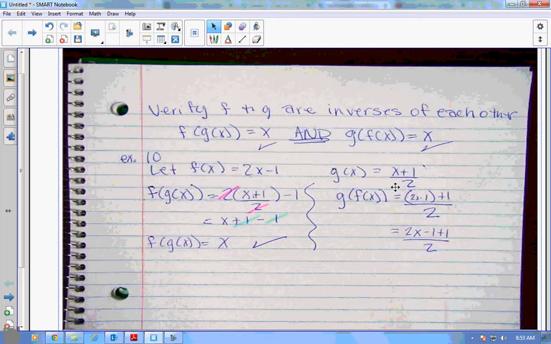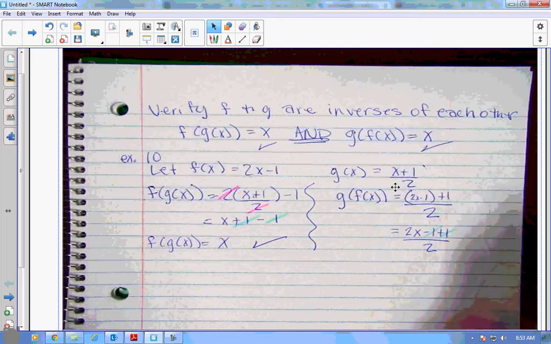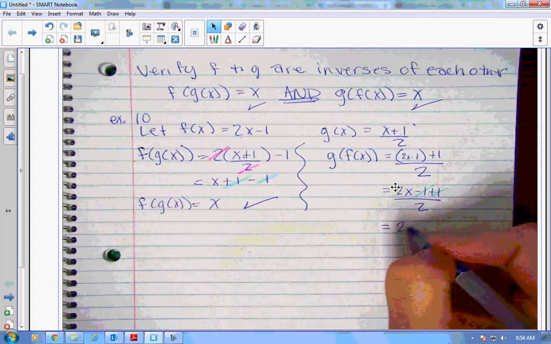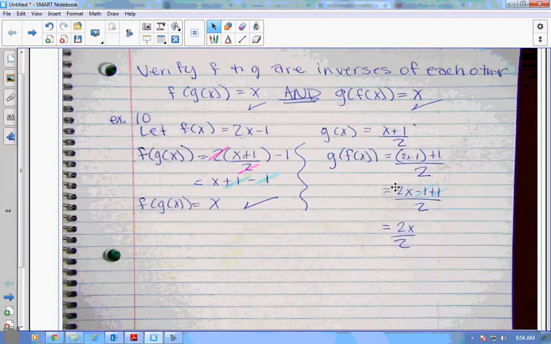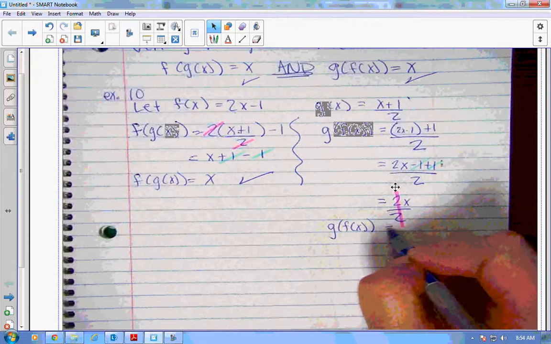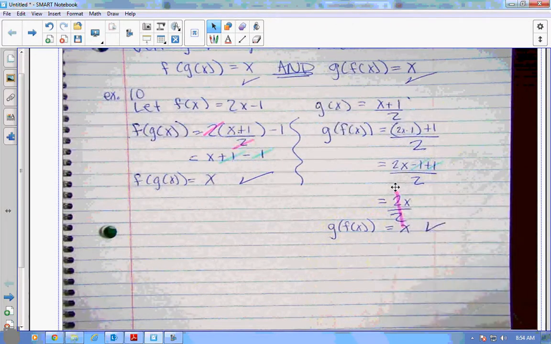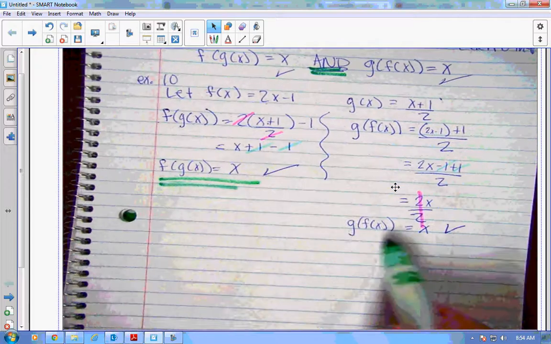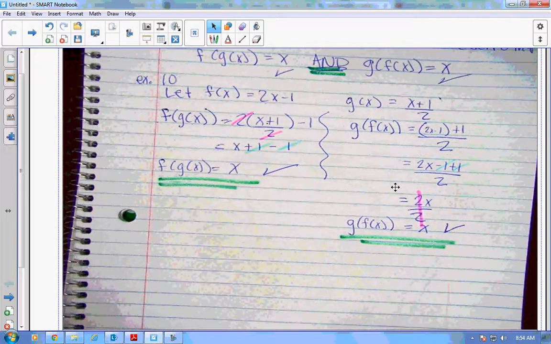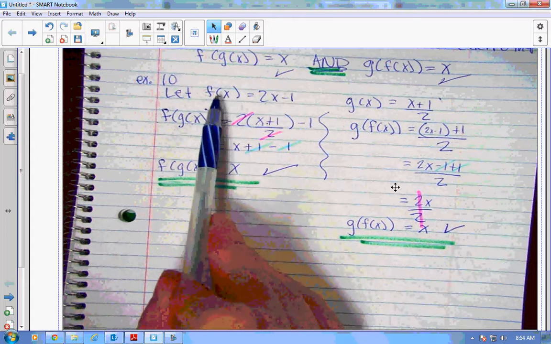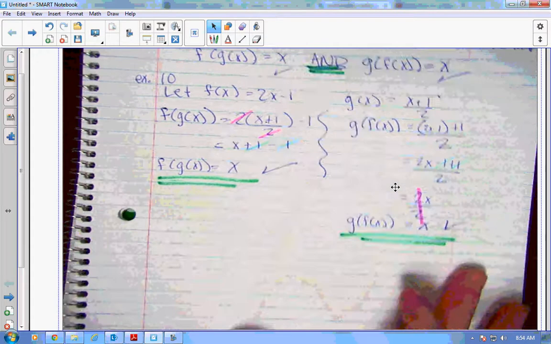I'm going to drop those parentheses. Negative 1 plus 1 cancels to 0. And I'm left with 2x divided by 2. 2 divided by 2 cancels to 1, leaving me with g of f of x equals x. So since they both have to equal x, that means g is an inverse of f and f is an inverse of g. It goes both ways. F is an inverse of g and g is an inverse of f.